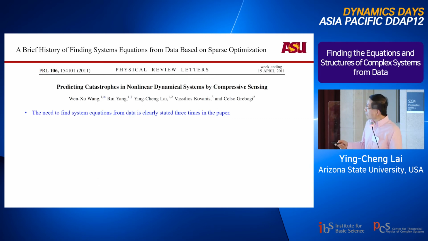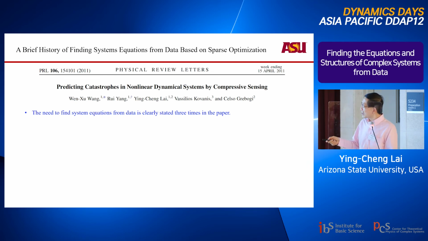So this is our work, and we developed this compressive sensing technique back in 2011. Although if you look at the title, it's a very bad title, by the way, okay, because it did not say we find the system equations from data. At that point, I thought predicting catastrophes or critical transitions in nonlinear dynamical systems was very important. And I failed to recognize that a simpler term, like finding equations, could be a much more popular sell.